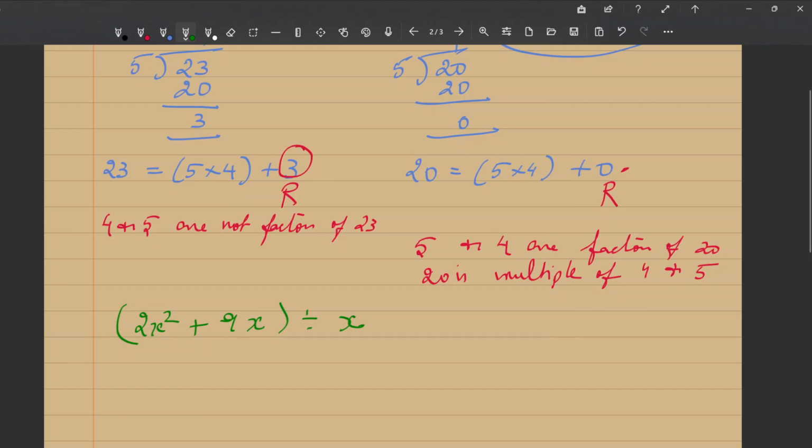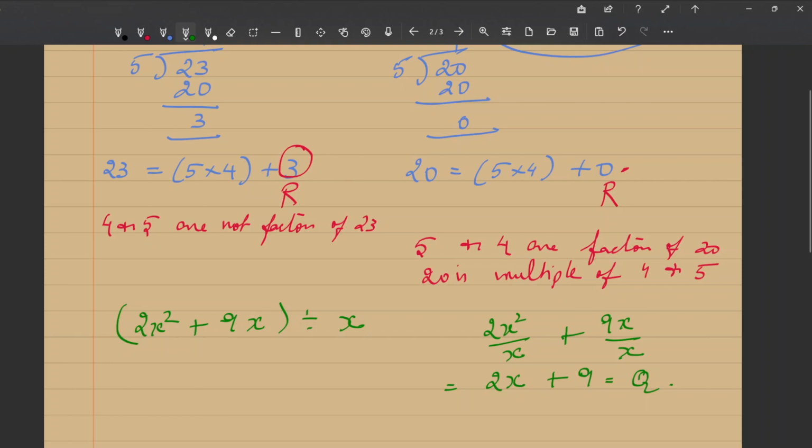Since I can divide this term by term, 2x squared divided by x plus 9x divided by x. Now x is common to both the numerator and denominator in both the terms, isn't it? So this can be safely divided and written as 2x squared over x gives 2x, and here both x's get cancelled, giving plus 9, right? So this is your quotient, isn't it? This is your quotient here, and there is no remainder, so the remainder is 0.